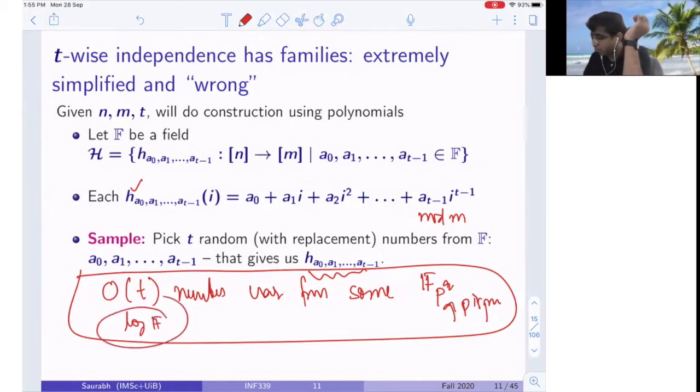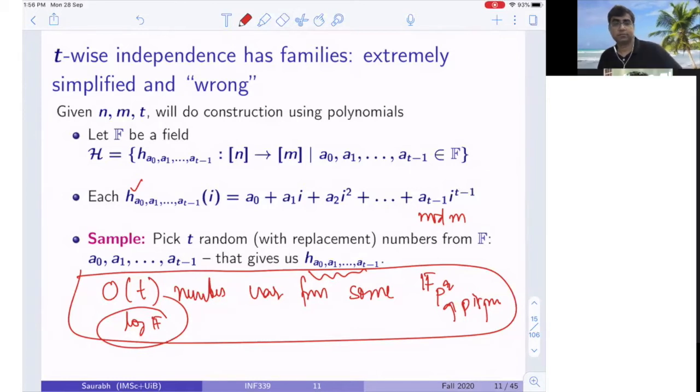Okay, so any question till now? This is an extremely simplified version. If you do not remember anything, you should just think, for the purposes of this course, that we are just going to choose some t numbers from some field, and that will give us the desired independent hash families, okay? Any questions before we move to the algorithm?